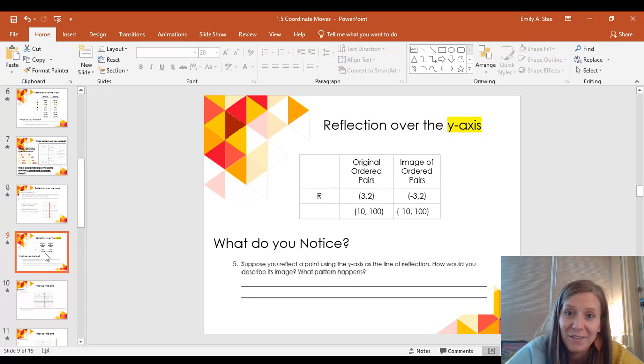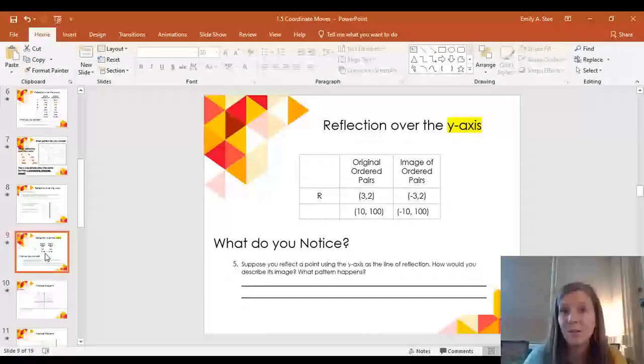The pattern is that the x will change. It'll become positive or negative, whatever the opposite is. Notice the numbers are not changing in a reflection. They're staying the same, but if we are reflecting over the y, the x changes. So that's kind of weird. If you're reflecting over the y, the x will become the opposite, just like 3 became -3. The other coordinate doesn't change, so those are our two patterns. Make sure if you are confused on the patterns that you visit with Mrs. Stee right now.